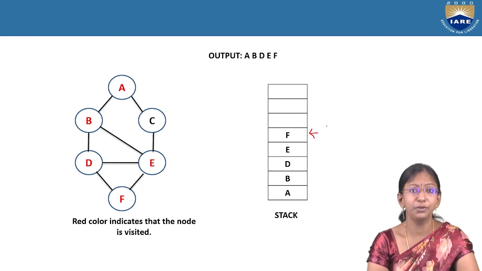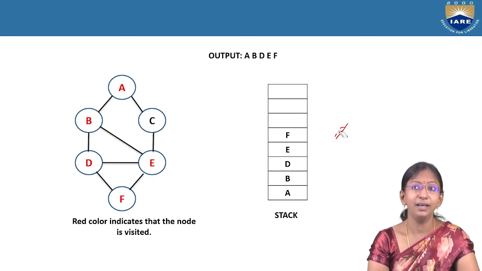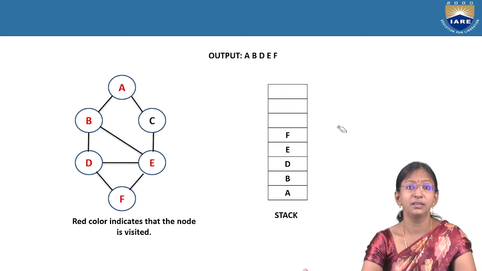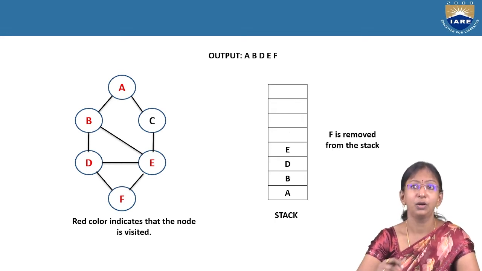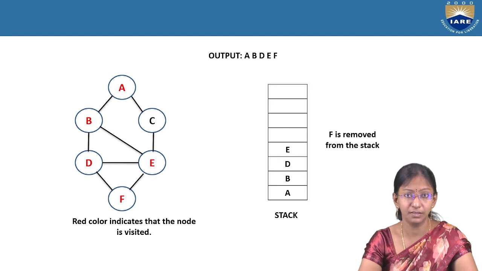So who are all the neighbors of F? D and E are the neighbors of F. Our point of concentration is the unvisited neighbors of F. But unfortunately, both D and E are already visited, right? So as they are visited, there is no option to hop from F. So pop F. You heard it right? Pop F. I have removed F from the stack.